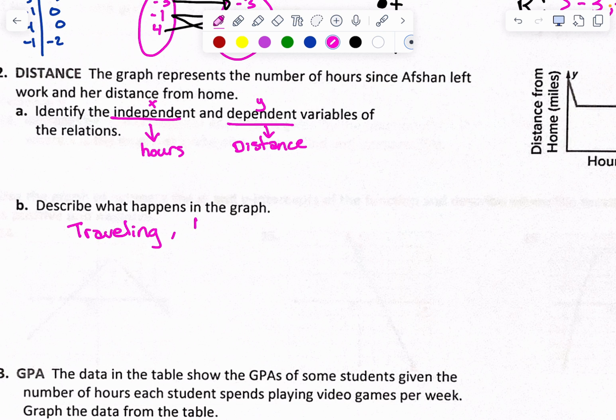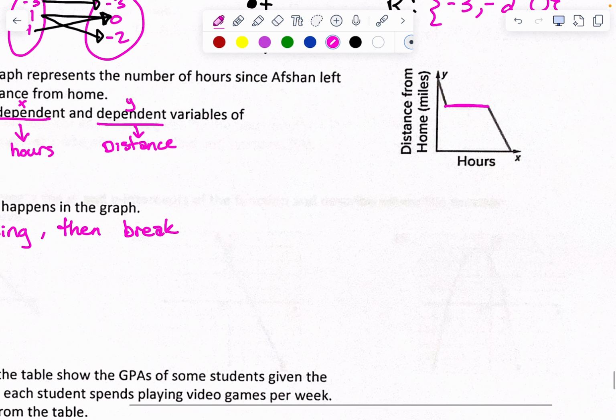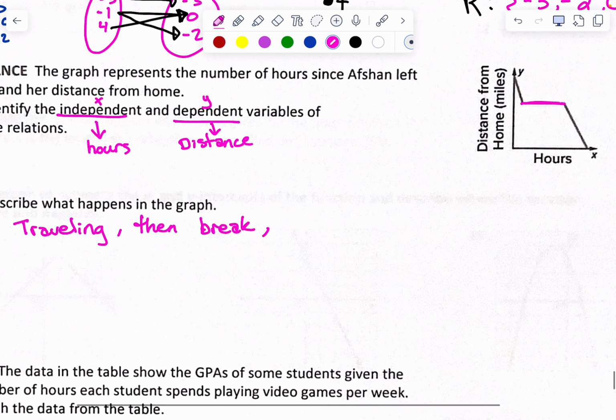So he's traveling, then he takes a break. That's where that horizontal line is. So the distance is not changing, but the hours is changing, right? Traveling, then break, then traveling again. You could say traveling again until... until home, yep.